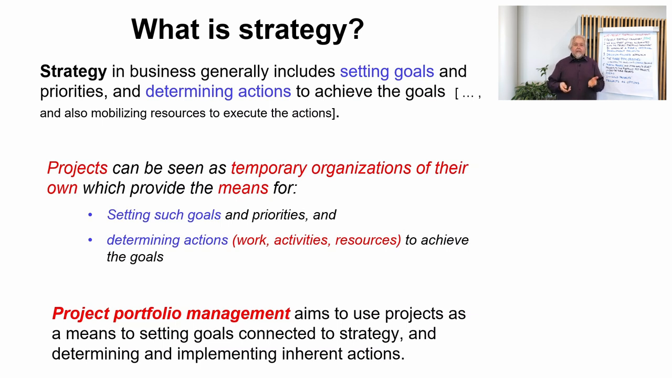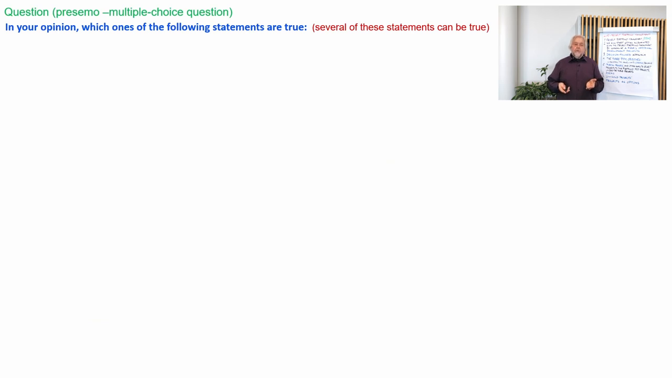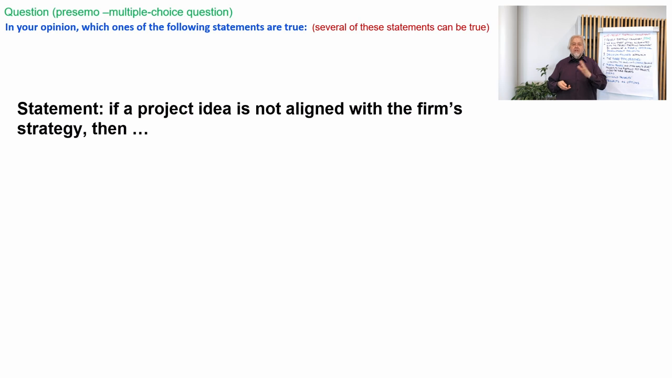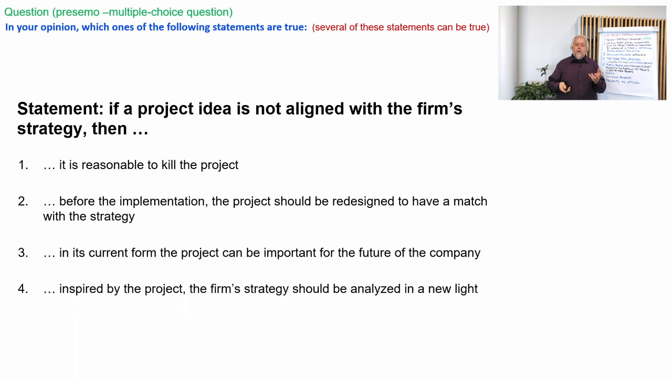Now, next, I have this multiple choice question for you. In your opinion, which ones of the following statements are true? The statement is the following: if a project idea is not aligned with the firm's strategy, then there are four alternatives to continue this statement. Which one or which ones of those are true according to your opinion? If you want to think about that, you can put the video on pause for a while, because now I'm going to tell how I would tick my answer in relation to these four statements.